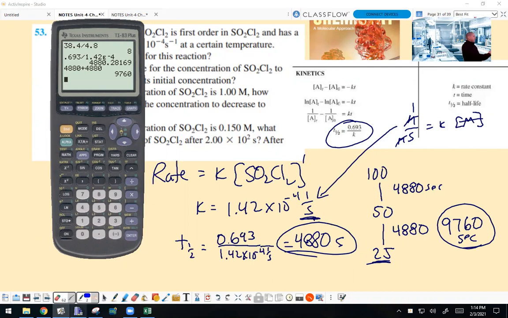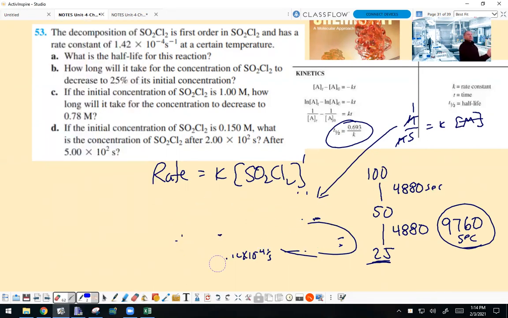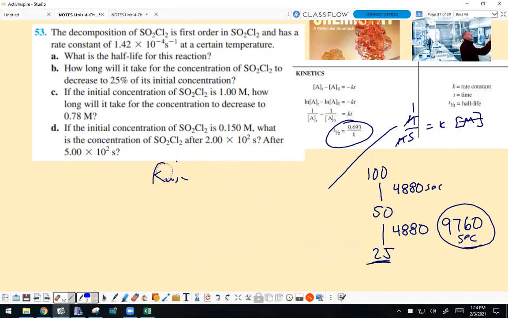So now we have a way to measure the rate of the reaction. We know how fast a reaction is happening, both initially and then after some time, with 25% left, for example. Notice the wording of it too, to 25% of its initial concentration.